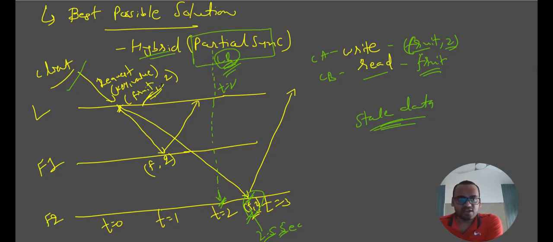Partial sync is what? Let's say a client has sent a request here to the leader, and the leader has 5 followers. What was sync doing? Sync was getting acknowledgement from every follower. What was async doing? The leader was not waiting for a single acknowledgement. But here in partial sync we can configure the leader to get at least 1 or 2 acknowledgements.